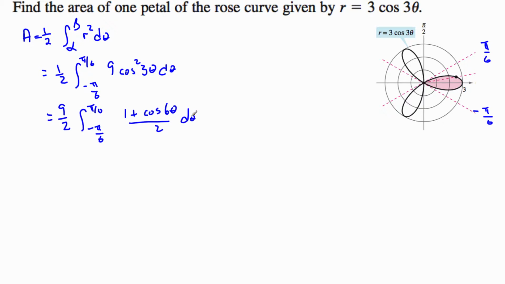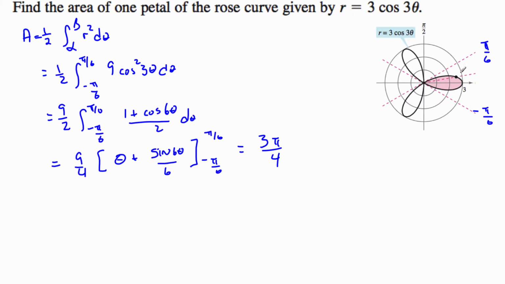Now this I can integrate. And when I do, I'm going to pull this 2 out. This is 9 over 4 times theta plus sine of 6 theta over 6. Evaluate it at negative pi over 6 and pi over 6. You can plug these in, and when you do, you get 3 pi over 4.